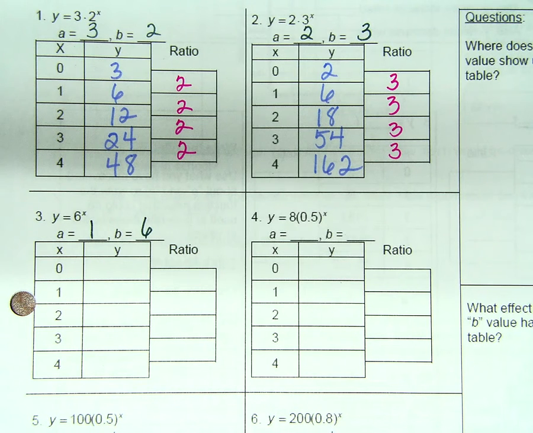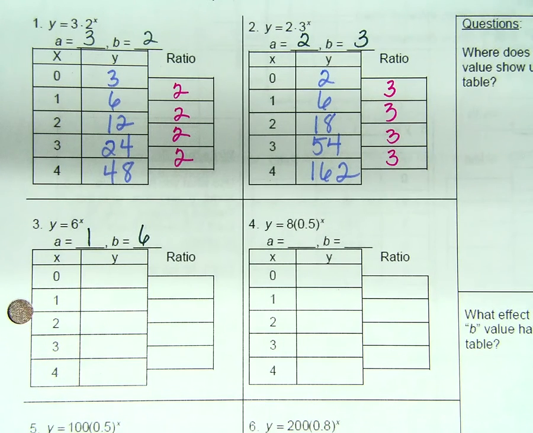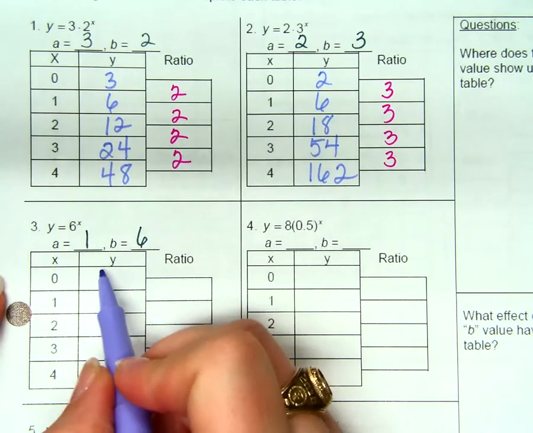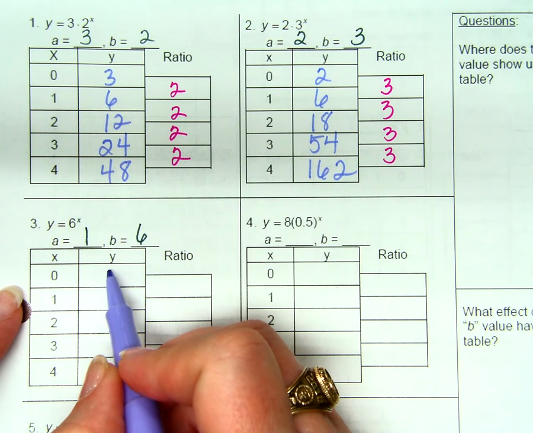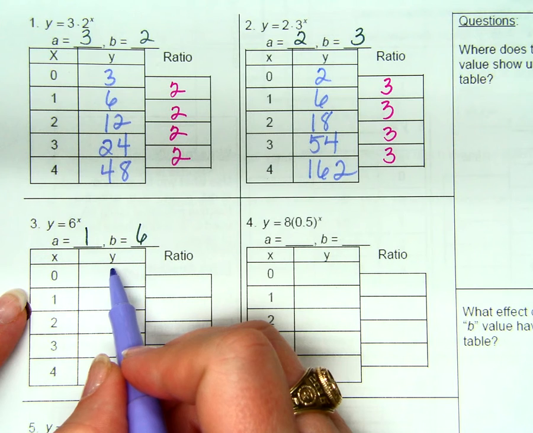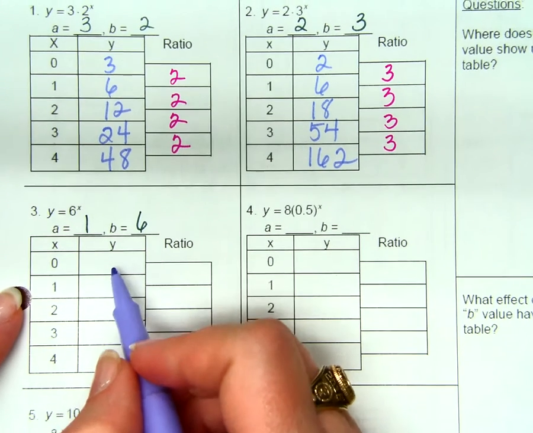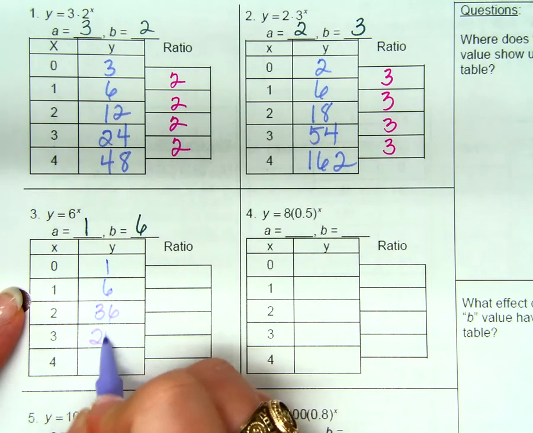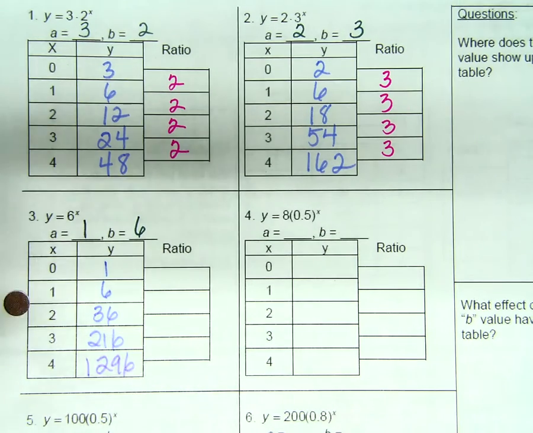Okay. So let's fill in the table. Do we just do 6 to the x power? You sure can. I keep getting weird things for the table. It keeps saying that 0 is 1. No. Oh, I was doing it wrong. Okay. Does anybody have the right answers for the table? 1, 6, 36, 216, and 1296.